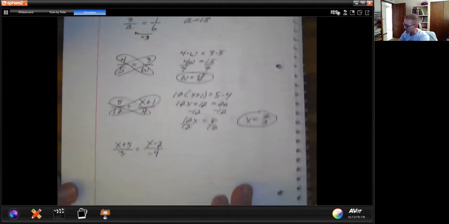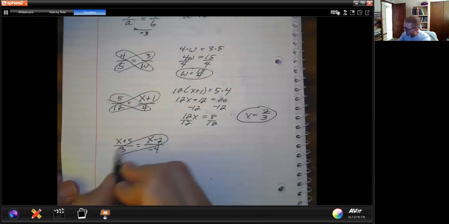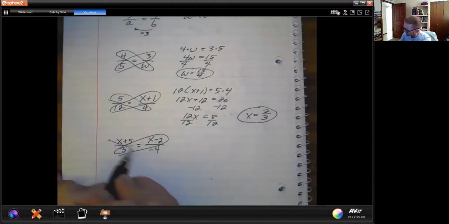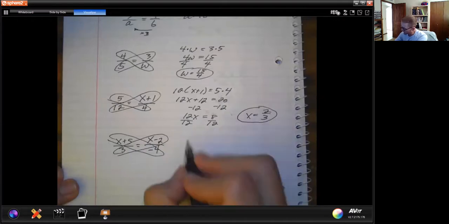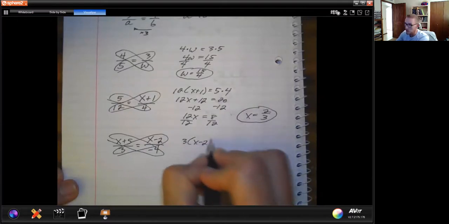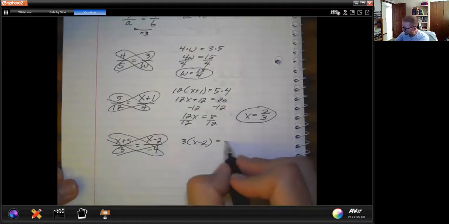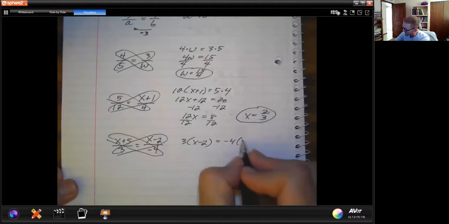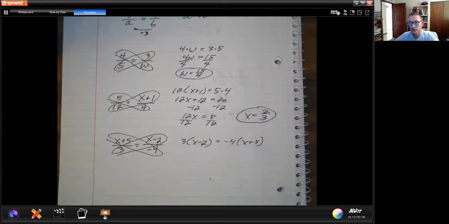This one here, I'm going to use the exact same method to start. I'm going to use cross products. I'm just going to have variables on both sides. So I have 3 times (x minus 2) and (x plus 5) times negative 4. So I'm going to set that up as 3 times (x minus 2). So that's this loop here, equals, and on the other loop, I'm going to write the negative 4 in front, negative 4 times (x plus 5).